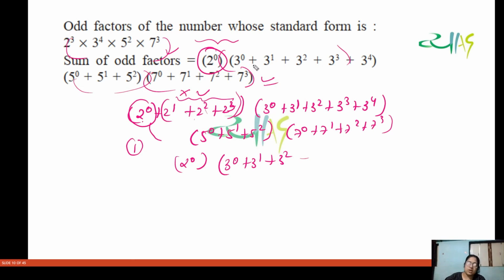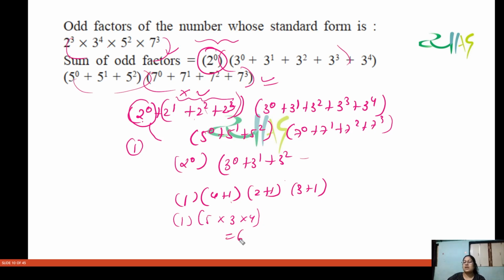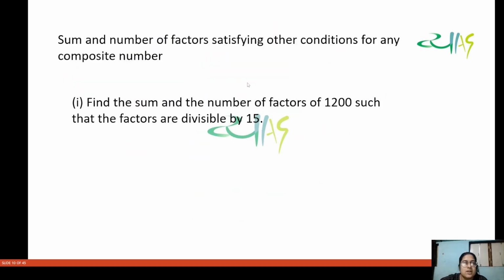And the number of odd factors is given by what? 1 into, for this 4 plus 1, for this 2 plus 1, for this 3 plus 1. So the number of odd factors will be 5 into 3 into 4. So 60 odd factors you will have. So now you know how to calculate the sum of odd factors and sum of even factors. This is how you do these kinds of questions.